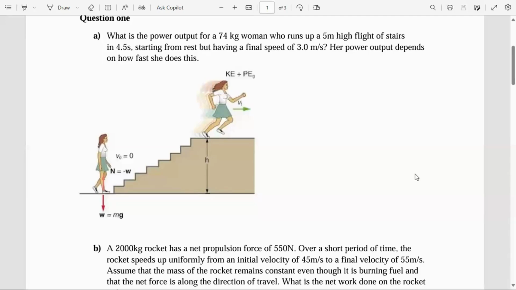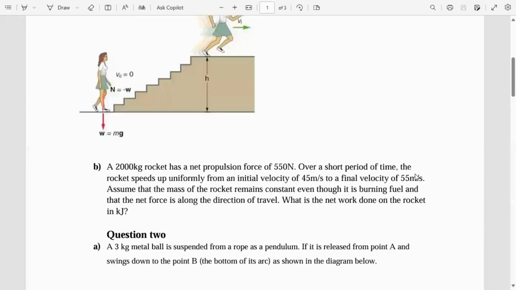So question 1B is saying a 2000 kilogram rocket has a net propulsion force of 550 newtons. Over a short period of time, the rocket speeds up uniformly from the initial velocity of 45 meters per second to a final velocity of 55 meters per second. Assume that the mass of the rocket remains constant even though it is burning fuel and that the net force is along the direction of travel. What is the net work done on the rocket in kilojoules?